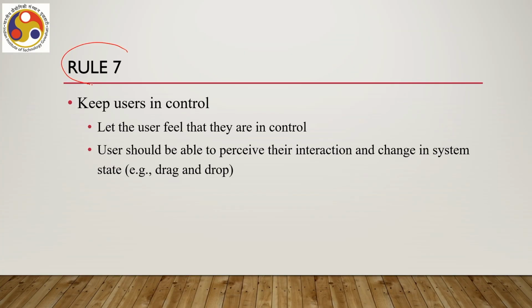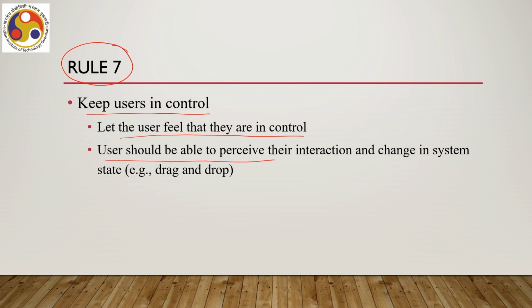Rule 7 talks about keeping the users in control, that is, letting the user feel that they are in control of the system. So, this feeling is very important, because we are assuming the users are lay persons, they do not have much technical expertise. If we do not let this feeling go to the user, then users will feel at a loss, because everything is very technical, the user will not like to use the system and usability reduces.